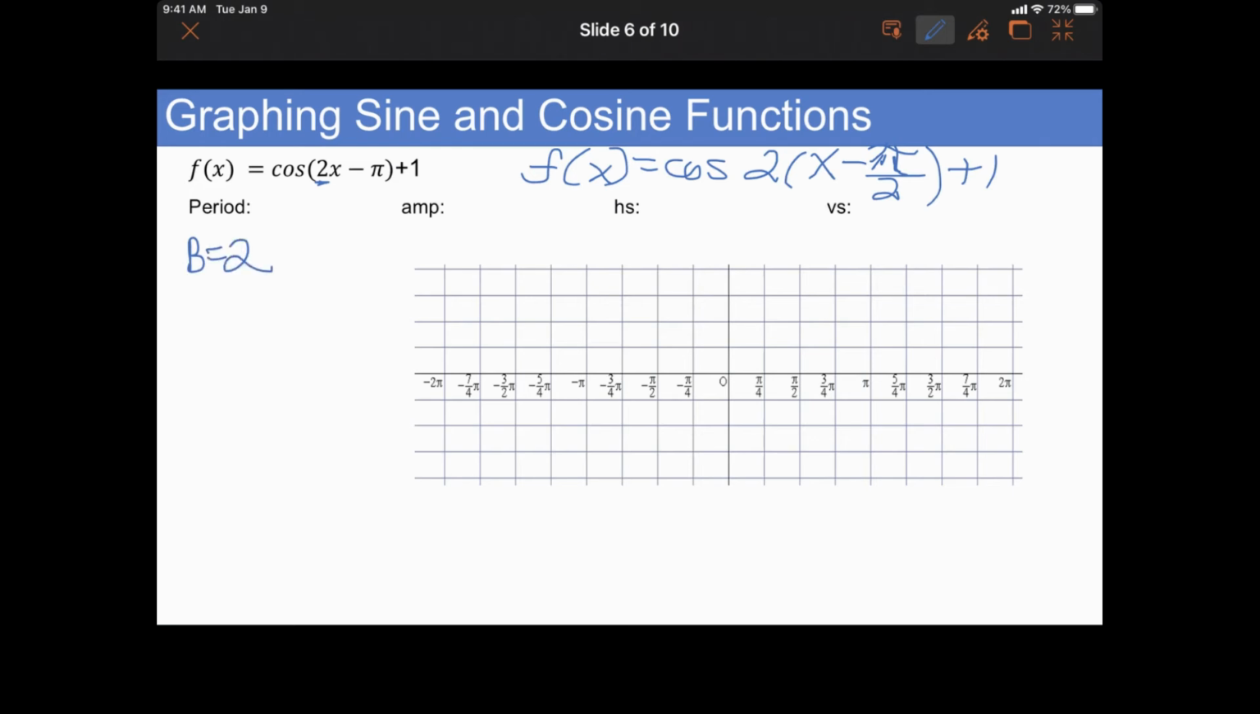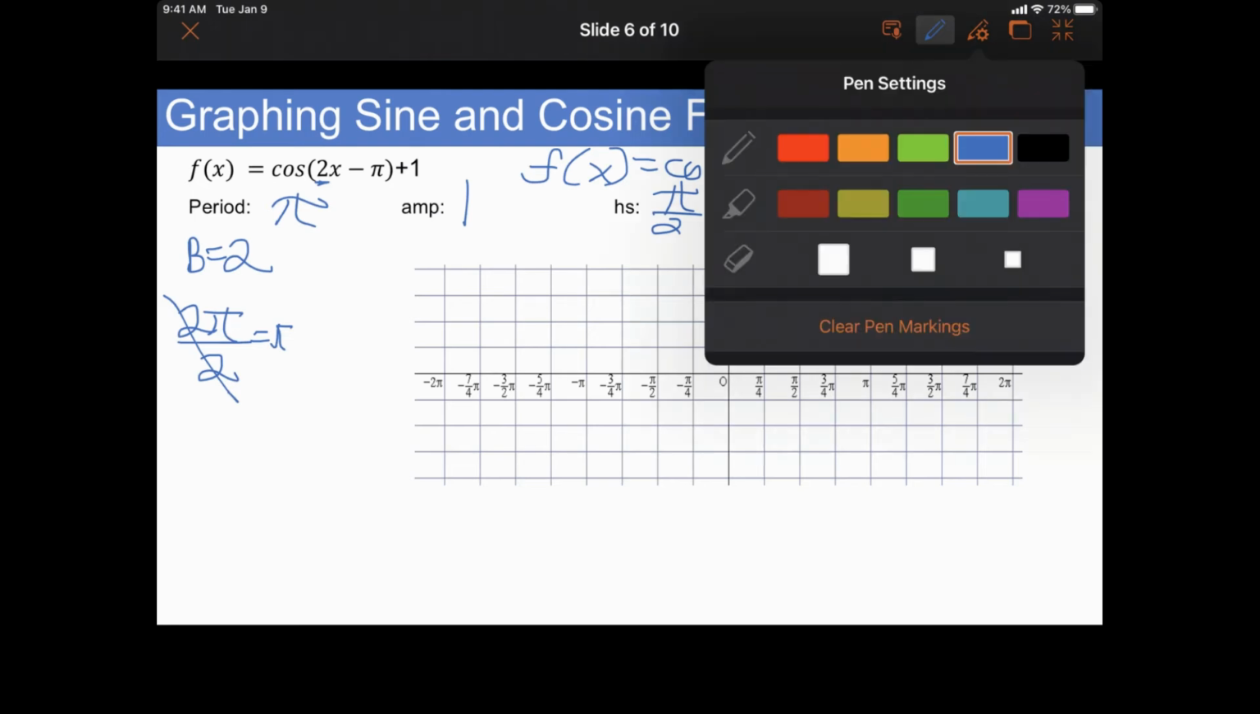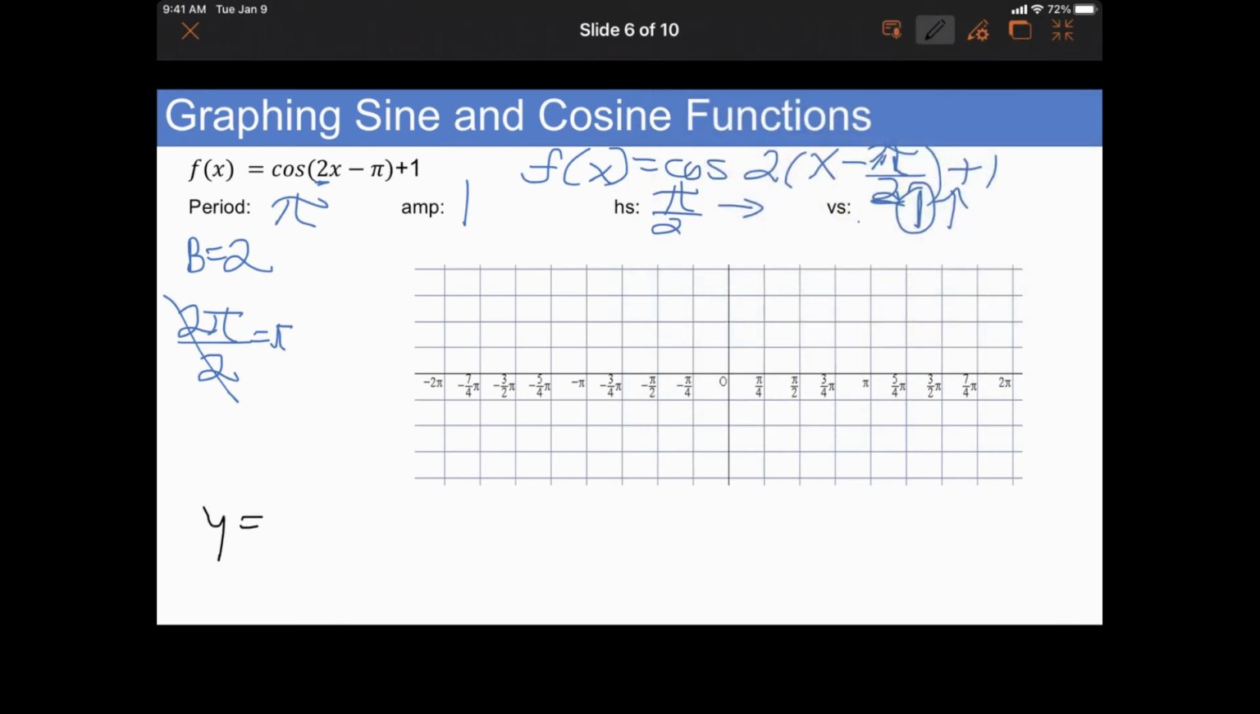We're going to find our period. 2 pi over 2, which is pi. Our amplitude is 1. The horizontal shift now, so over here is pi over 2, and it's to the right. Vertical shift is up 1. So for this one, I'm going to do a graph of this first. So I'm going to do the period change with the vertical shift, and then afterwards I'll do the horizontal shift.